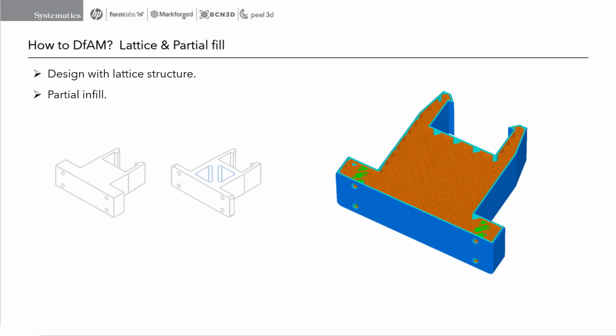An interesting fact is that internal ribs, which are normally considered a good design approach to reduce weight, are not that optimal for technologies that use partial infill, because sometimes they can lead to an increase in print time and material usage.